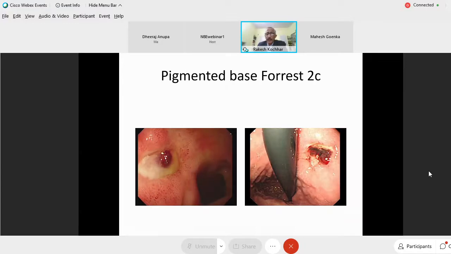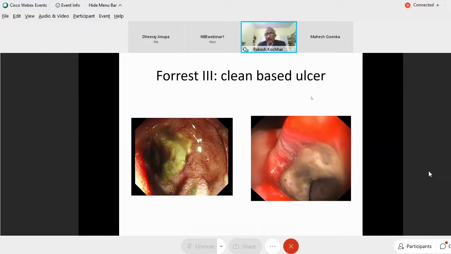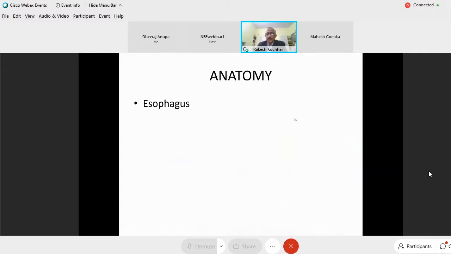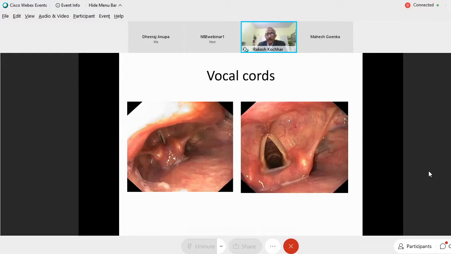And then you have a pigmented base. So the ulcer has no clear vessel, but a base where the vessel would be is pigmented. So this is Forest 2C. And when you have a clean base ulcer, this is Forest 3. So the description of a bleeding duodenal ulcer has to be according to the Forest classification. Now, after these bits of classification, I'll come to anatomy.